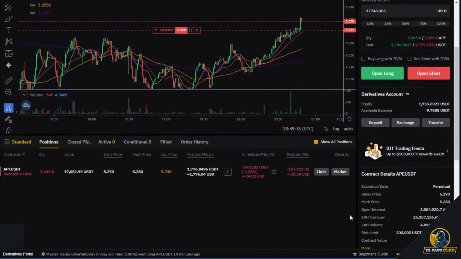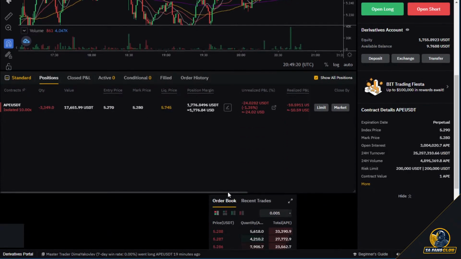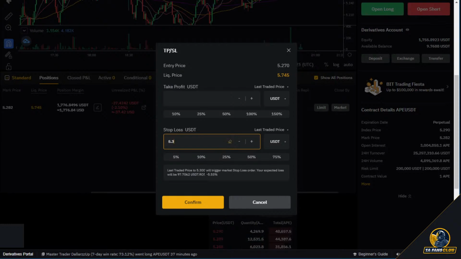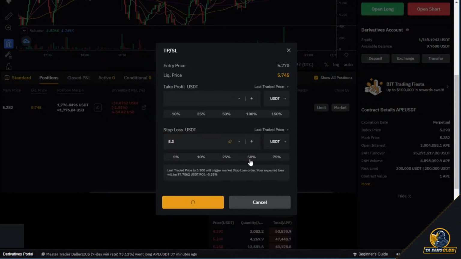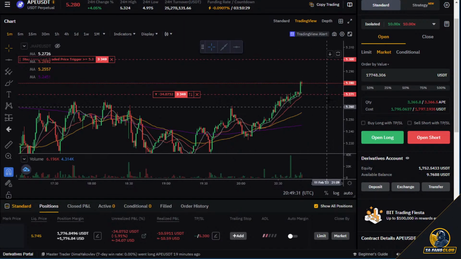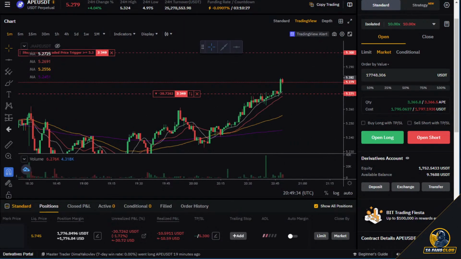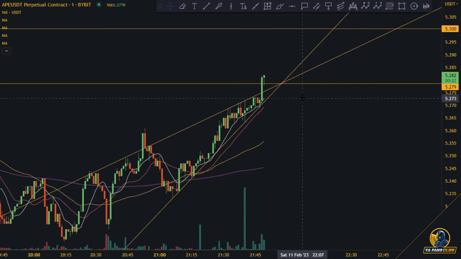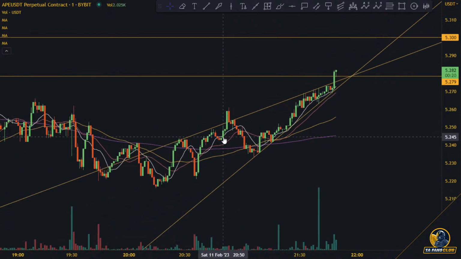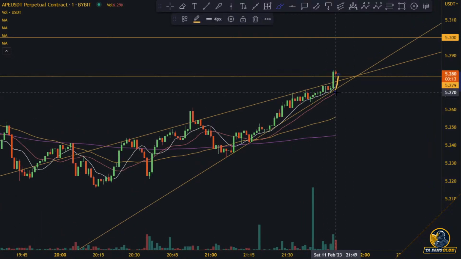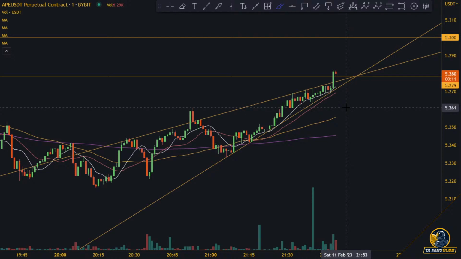So let's put a stop loss down here. 5.3, confirm. There we go. We got a stop loss in play. It hit the resistance right now, so we could have waited a moment more, but it broke out of this rising wedge here on the 1 minute time frame towards the upside, which is not actually a good thing, but it's hitting the resistance, so there is a good chance it's just going to pull back.